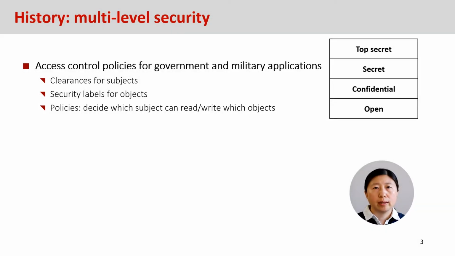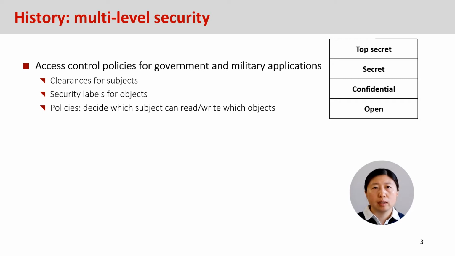Let's start with a very old application domain. The military and government need to keep their files secure. They want to make sure that only the correct personnel have access to sensitive files. What they do is that they issue clearances to people and assign security labels to files.